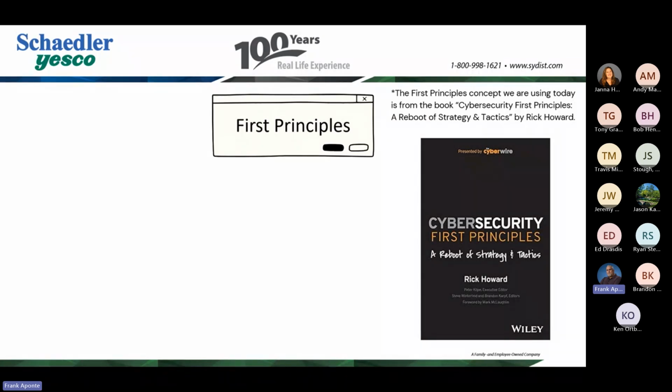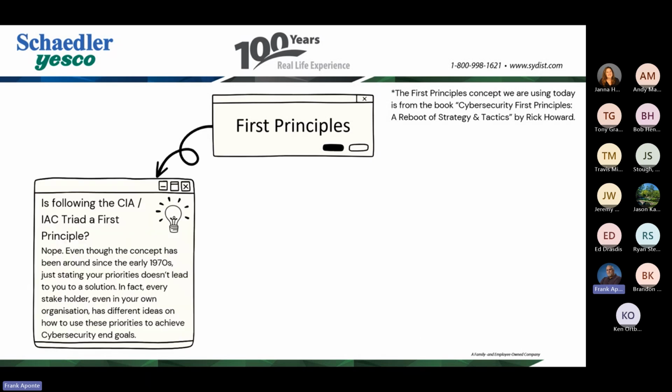So speaking of first principles, the concepts we're going to cover today come from this book shown on the screen, Cybersecurity First Principles: A Reboot of Strategy and Tactics by Rick Howard. It's a really good book. At the end of this, we'll have some links to any of the stuff I cover here, along with some other things we've developed about OT cybersecurity over the last few years.